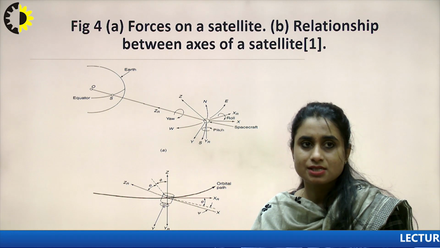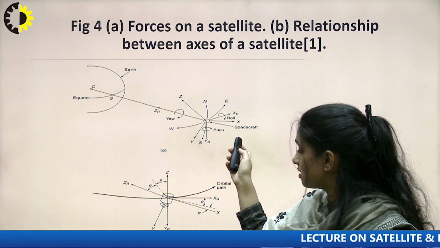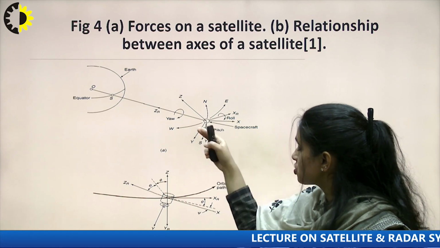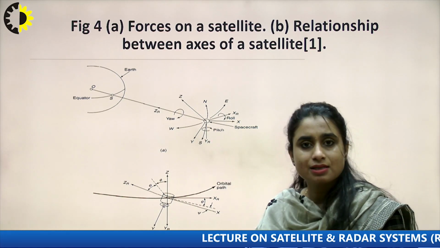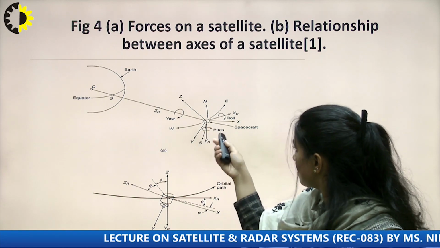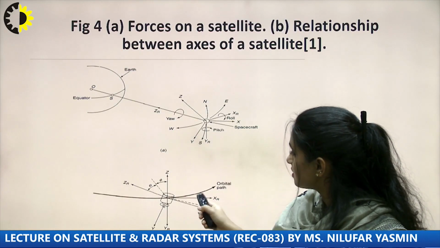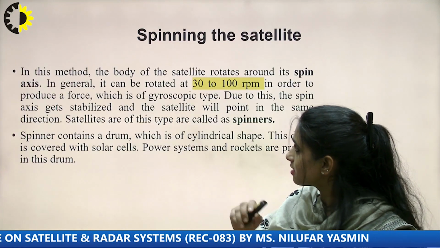What are the forces? This picture shows 3 dimensions for the 3-axis stabilized. We have yaw, pitch and roll. So here we'll study this yaw, pitch and roll in 3-axis. Let's start with the spinner first.